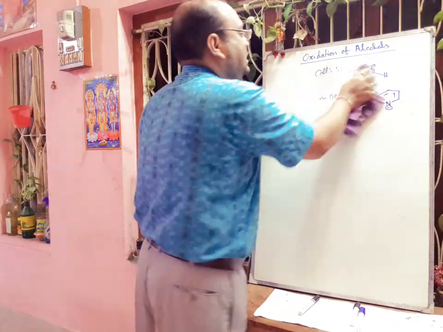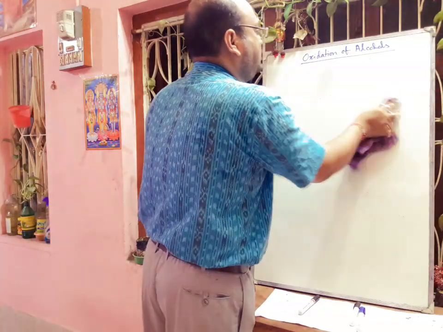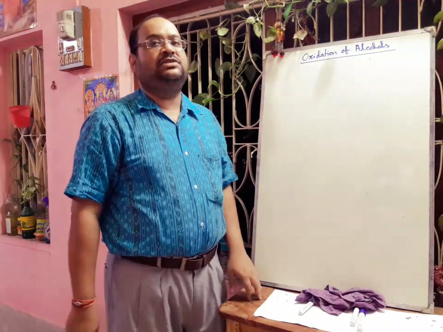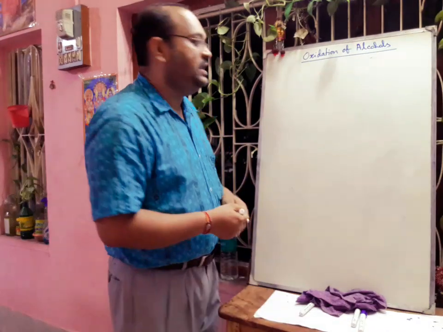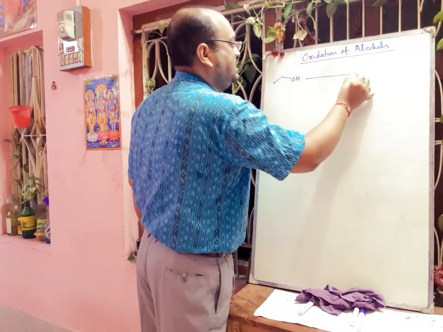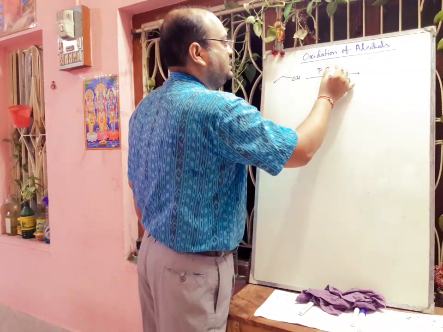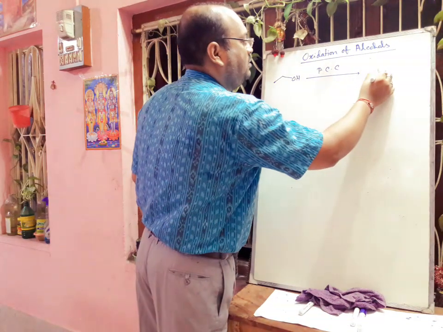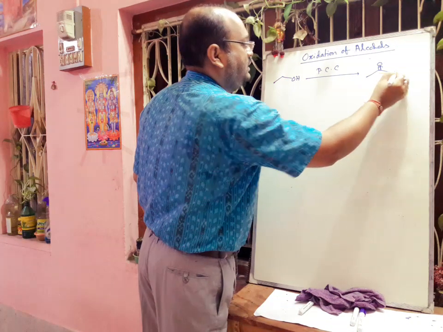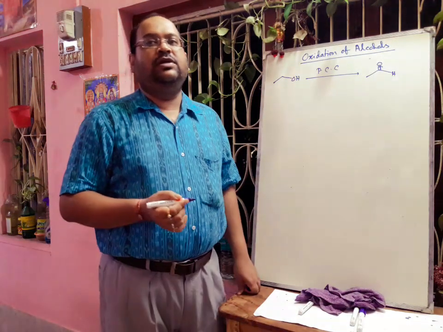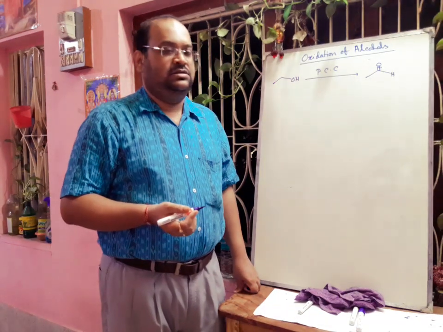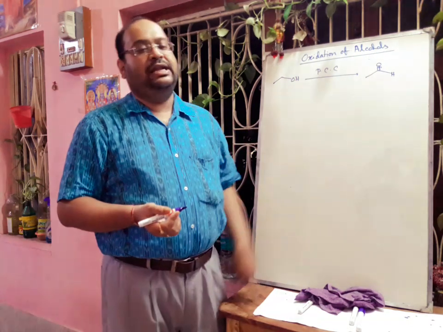Next we will discuss another very important oxidizing reagent for alcohols. That reagent is called PCC, or pyridinium chlorochromate. It also oxidizes the alcohol to aldehyde, and here also there will be no further oxidation to acid. So we can stop this reaction at the aldehyde stage.